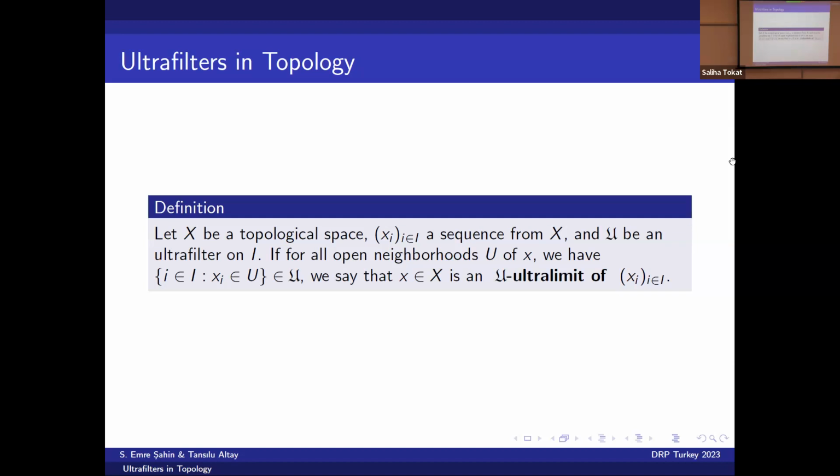I give a definition of ultralimit. Let X be a topological space, and we take a sequence from X, and let U be an ultrafilter on the index set of this sequence. If for all open neighborhoods of x, the set of indices whose terms lie in the neighborhood is inside the ultrafilter, we can say that x is an ultralimit of this sequence.